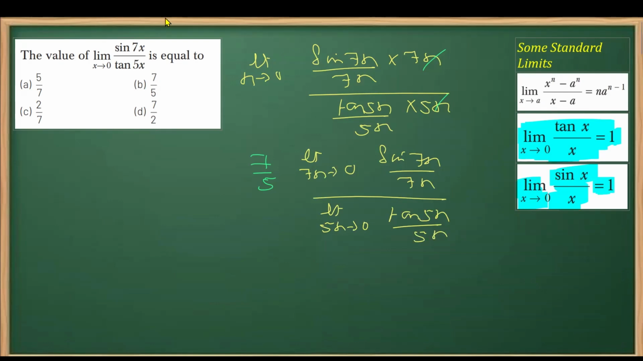Now this is going to be 1 and this will also be 1. So 7 by 5 multiplied by 1 will give you 7 over 5 only. I can see that B is the correct option in this case.